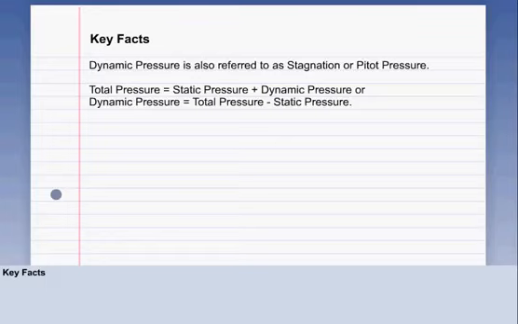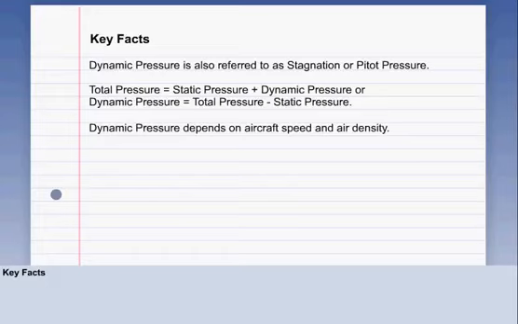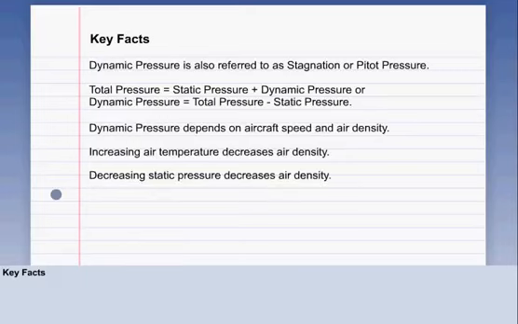The significance of dynamic pressure in understanding the principles of flight cannot be overemphasized. Because dynamic pressure is dependent on air density and aircraft speed, you need to appreciate fully the factors which affect air density. So, to reiterate the points covered earlier in the lesson, increasing temperature decreases air density. Decreasing static pressure decreases air density.